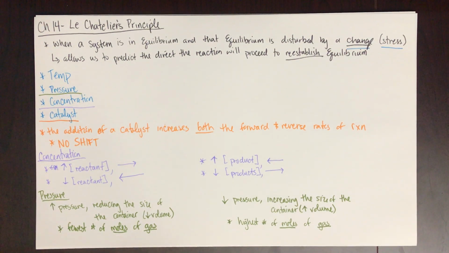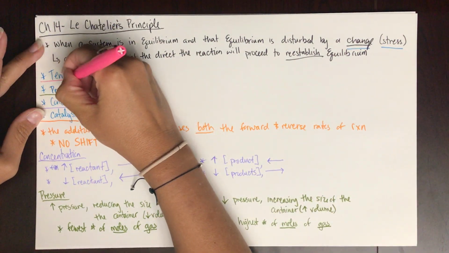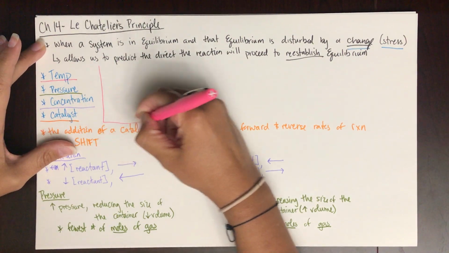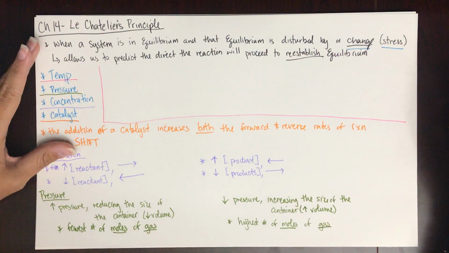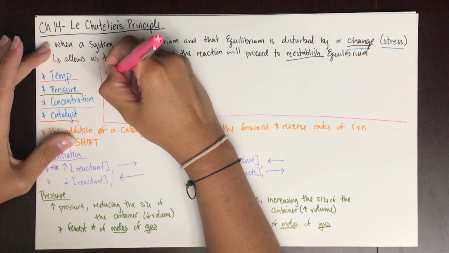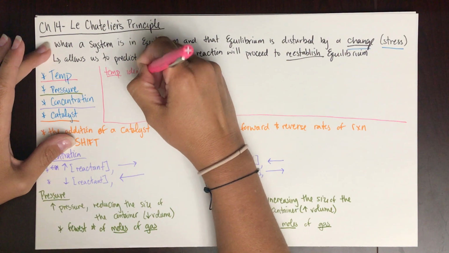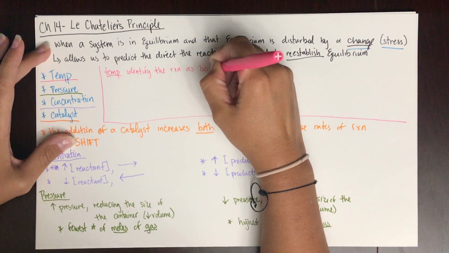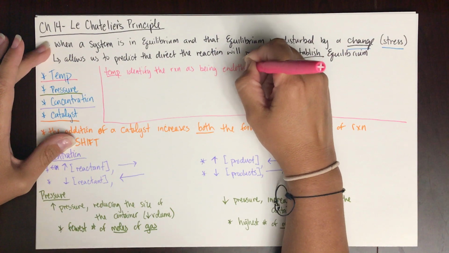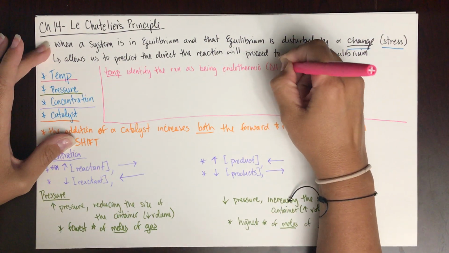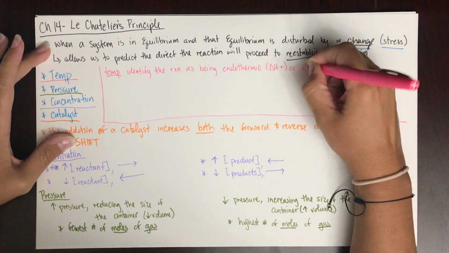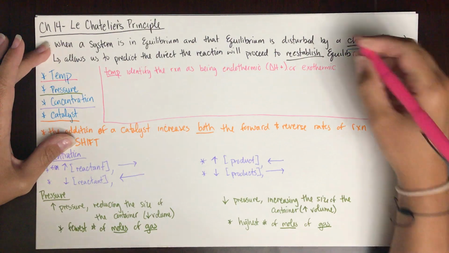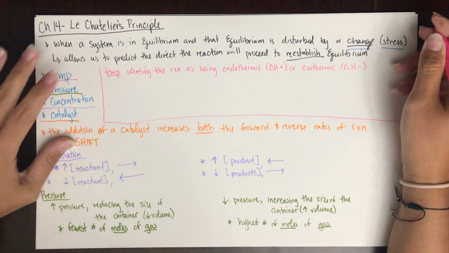So the last stress is temperature. So let's talk about temperature. And I'm going to do that right up here. So the first thing to do when you're talking about temperature is you need to identify the reaction as being endothermic. Remember, endothermic means delta H is a positive number, or exothermic. Exothermic means delta H is a negative number.